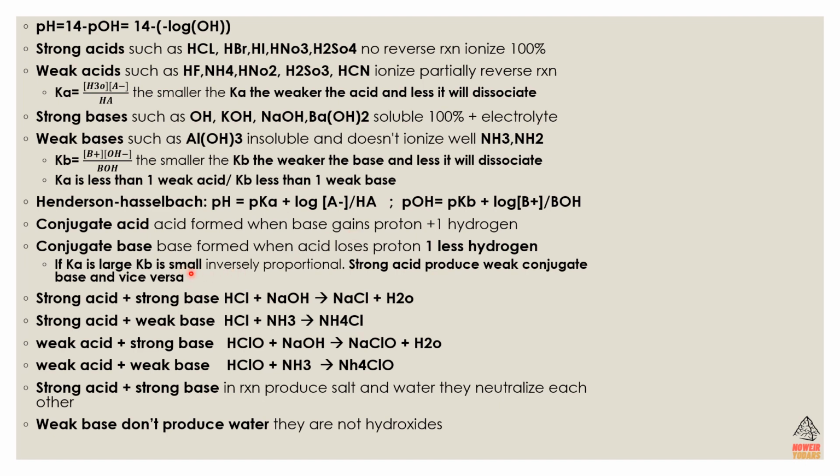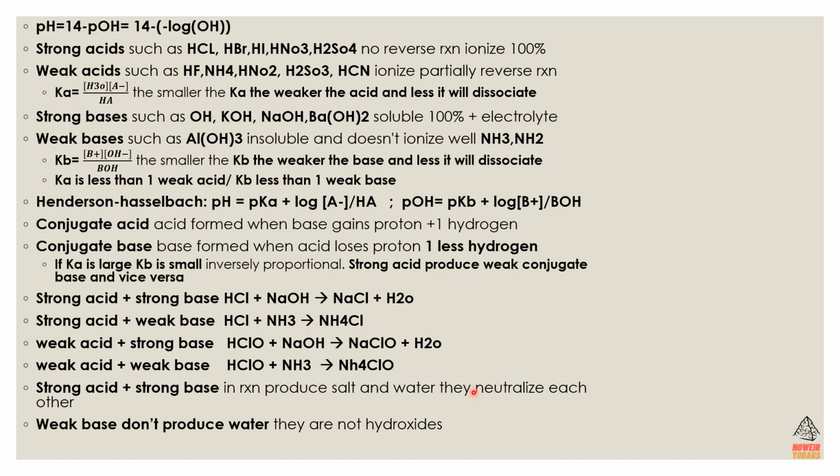And then a conjugate acid is the acid formed when the base gains a proton, plus 1 hydrogen. And a conjugate base is formed when the acid loses a proton, 1 less hydrogen. If Ka is large, Kb is smaller. So that's inversely proportional. Strong acids produce weak conjugate bases and vice versa. Weak acids produce strong conjugate bases. So it works opposite.